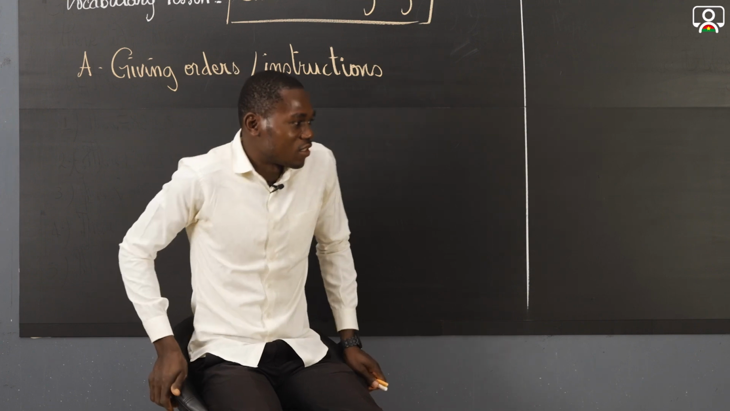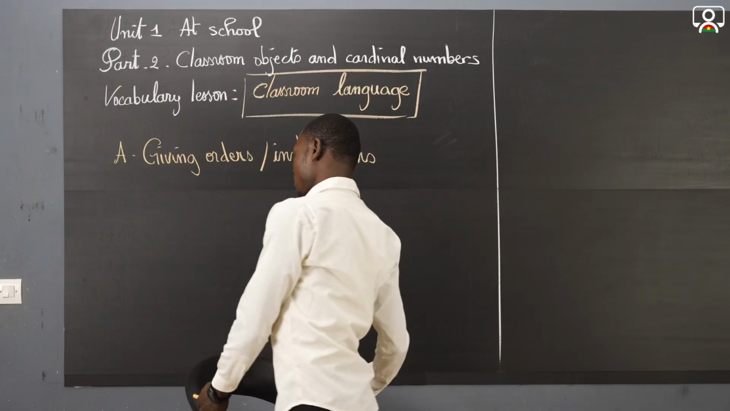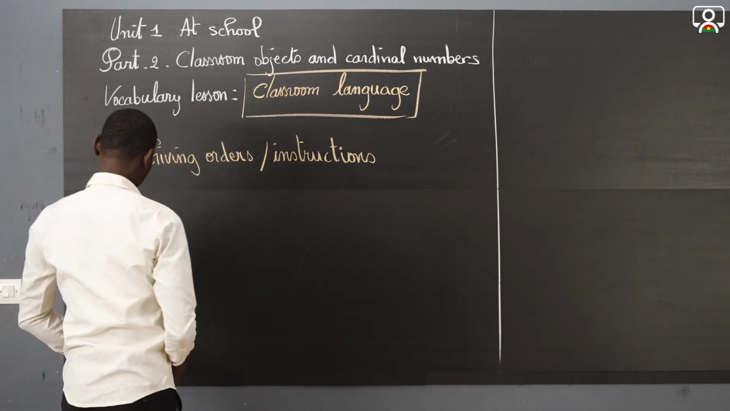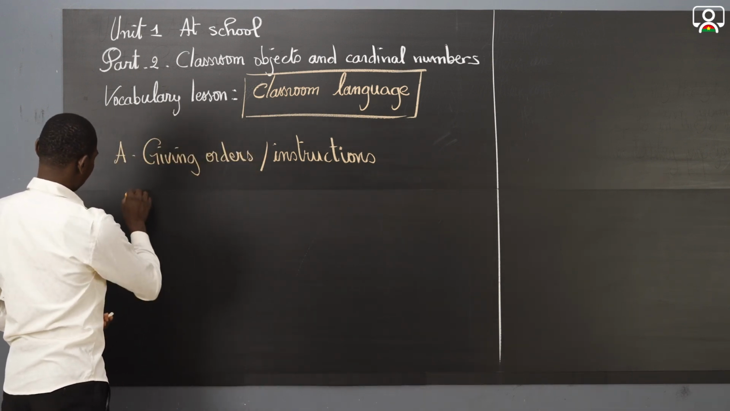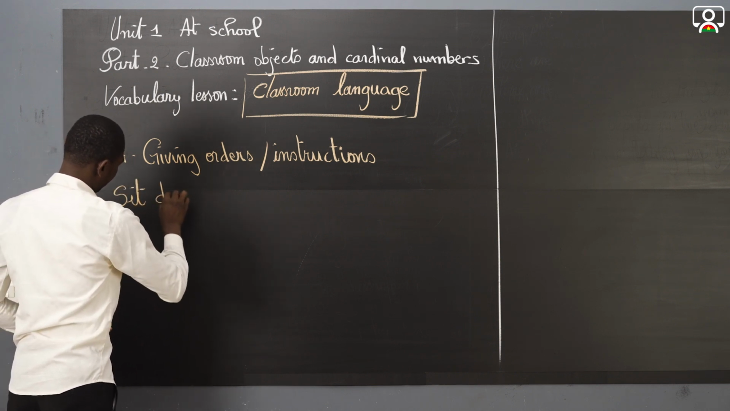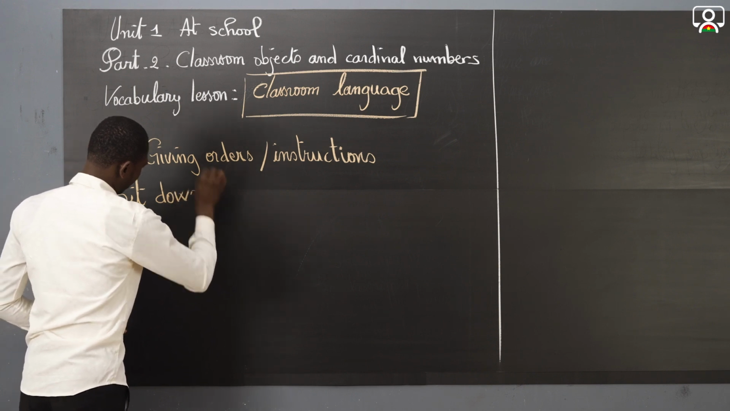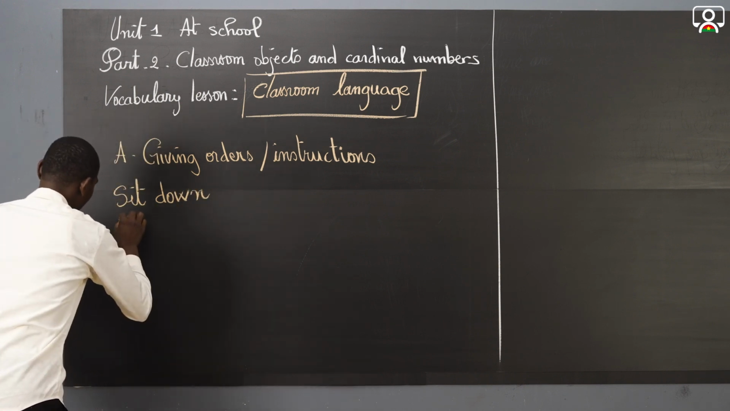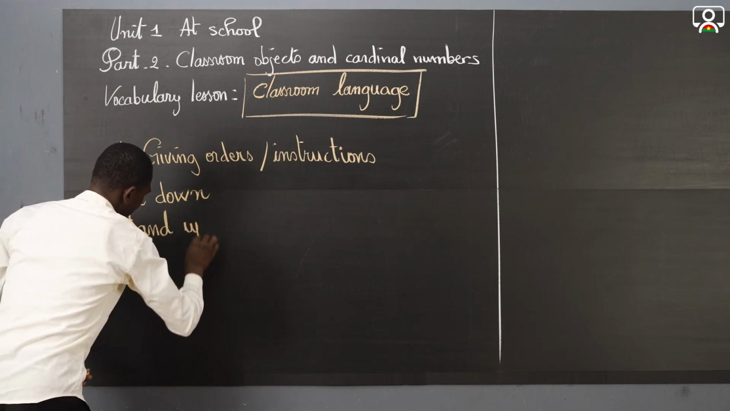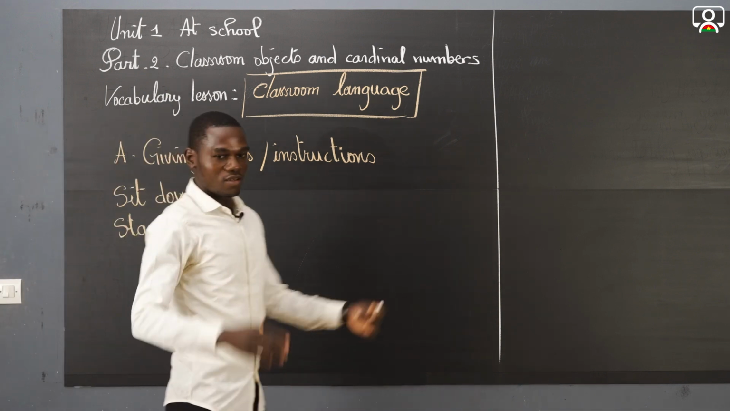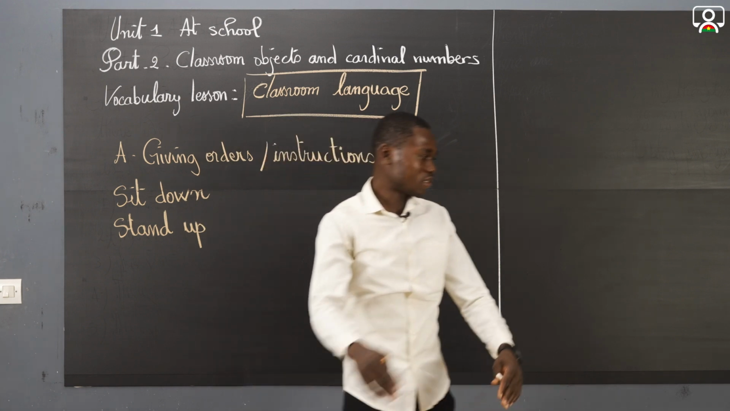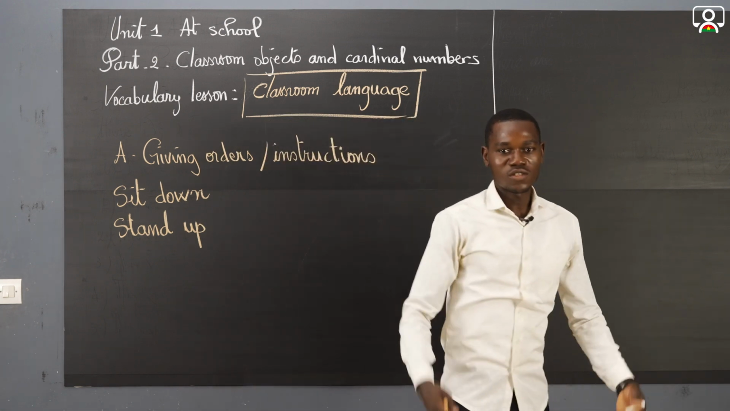Good. Great. So, let's put our chair aside and sit down. Sit down. The contrary is stand up. Stand up. Sit down and stand up. All right? Great. The next instruction is what?